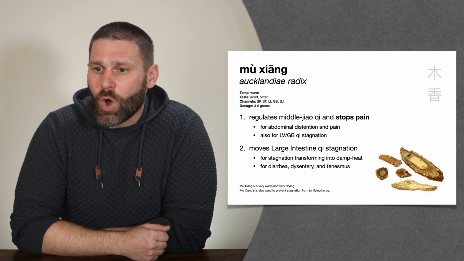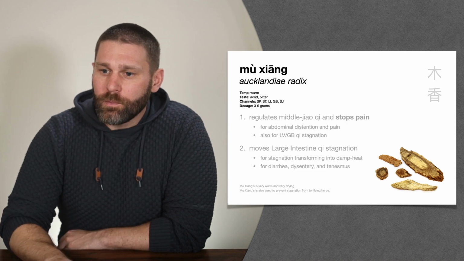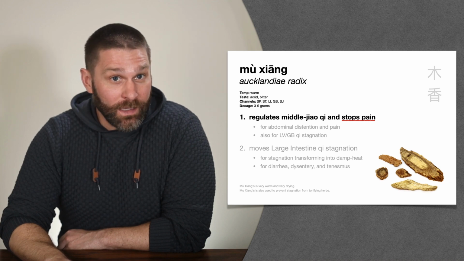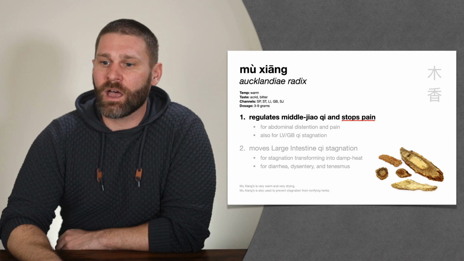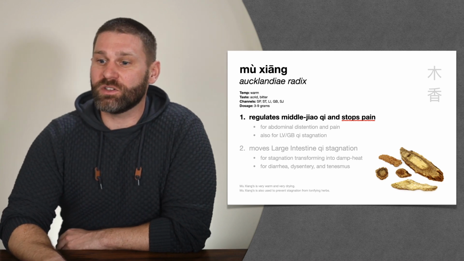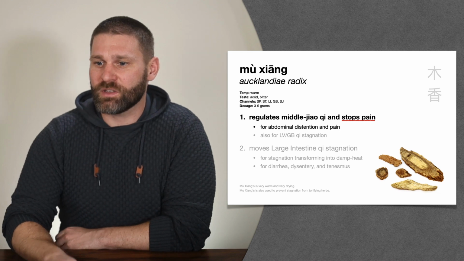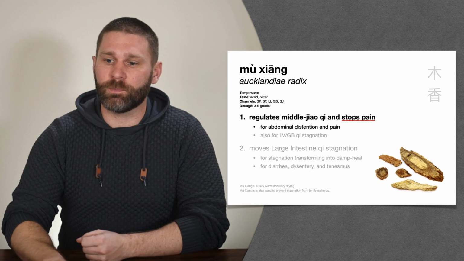Mu Xiang, Oaklandii radix. Mu Xiang regulates middle jiao qi and stops pain. So that's the specialty of this one. If we want to look for something that stands out, Mu Xiang goes to the middle jiao and is especially useful for stopping pain. So this is for abdominal distension and pain due to qi stagnation.